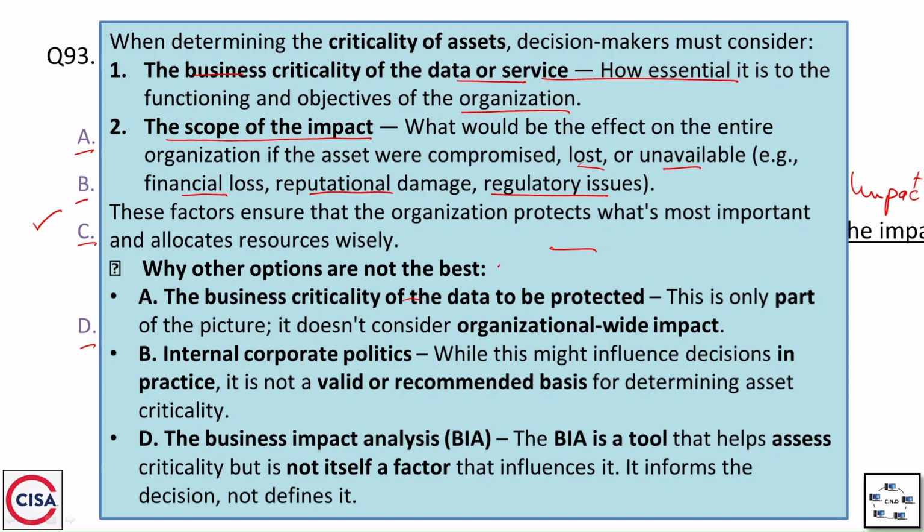Why other options are not the best? Option A, the business criticality of the data to be protected. This is only part of the picture. It does not consider organizational wide impact. Option B, internal corporate politics. While this might influence decisions in practice, it is not a valid or recommended basis for determining asset criticality. And option D, the business impact analysis, also known as BIA. The BIA is a tool that helps assess criticality but is not itself a factor that influences it. It informs the decisions, not defines it.